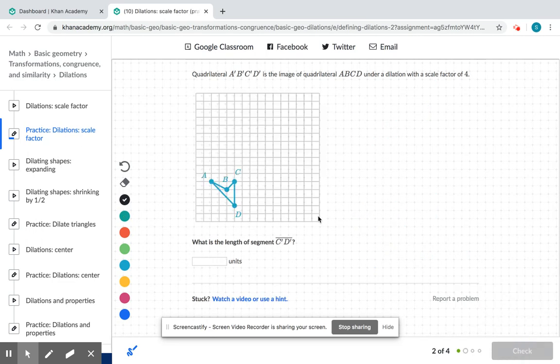So we have quadrilateral A prime, B prime, C prime, D prime is the image of the quadrilateral ABCD under a dilation with a scale factor of 4. So they actually gave you the original, and they want to know what the new side length would be for C prime, D prime. So we're dealing with this right here, this guy. So let's see how many boxes this is. 1, 2, 3. Right? So if we use the scale factor of 4, all we have to do is 3 times 4, because we are enlarging. Your new side length, if you do 3 times 4, is just 12.